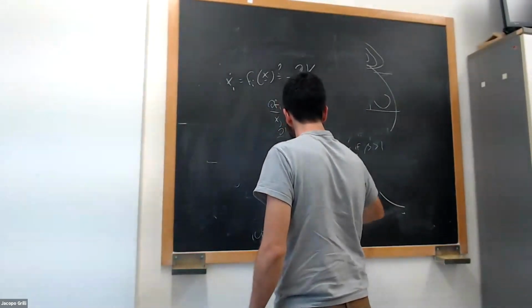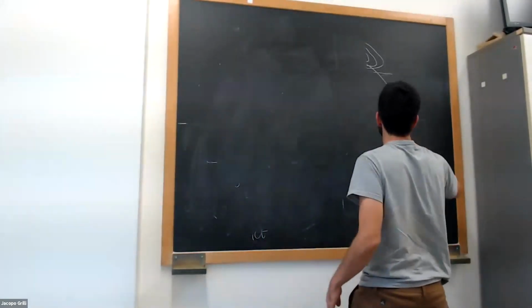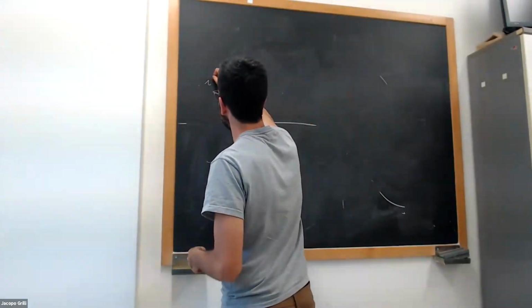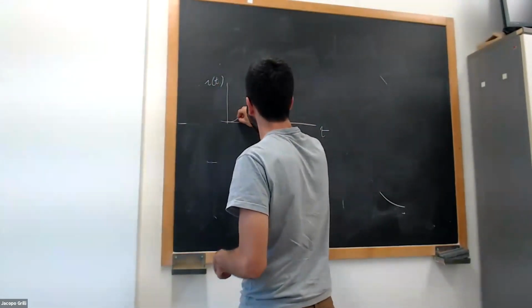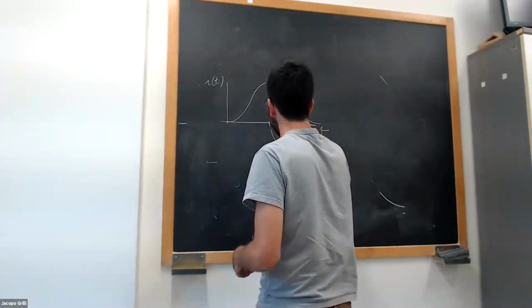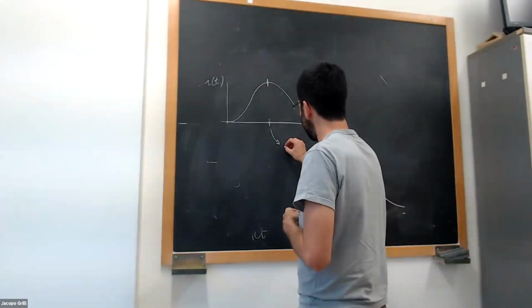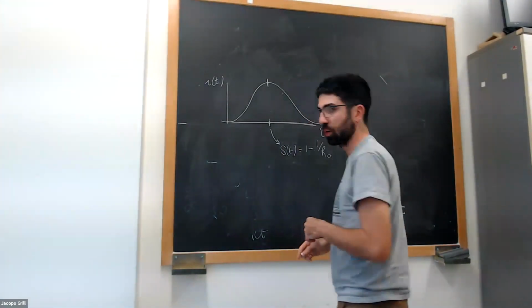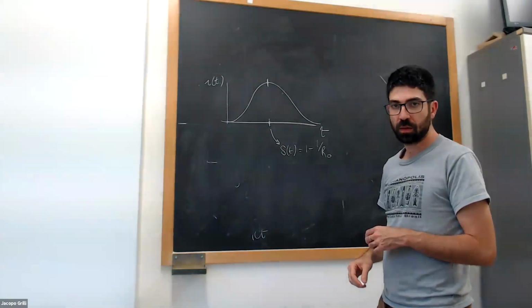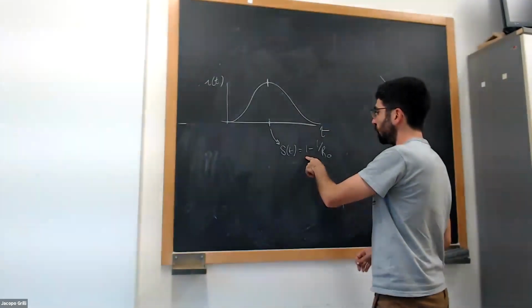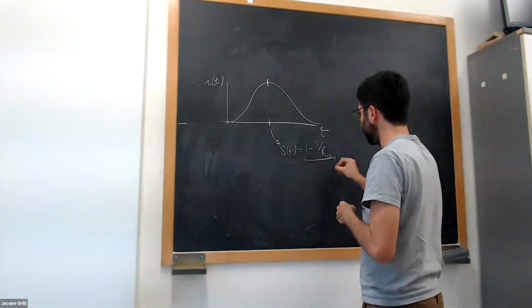So if you are, let's look at the infected over time. As you said correctly, this point is the point where the susceptible population is equal to 1 minus 1 over R naught. Okay. Now, the issue is that this is the threshold.